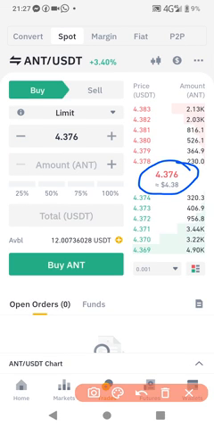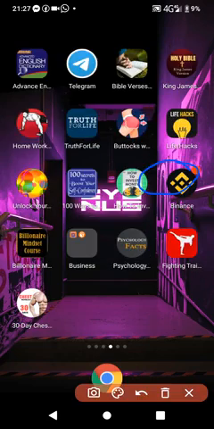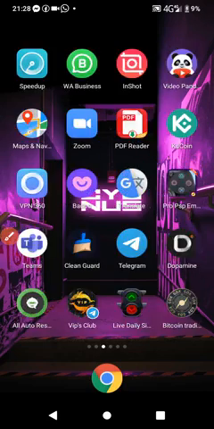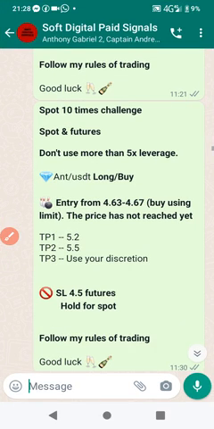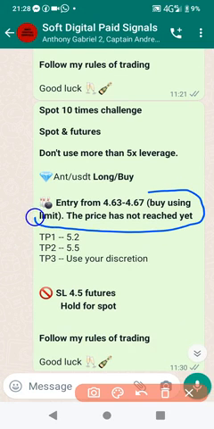Okay, good. Now in this example also, I stated something. Look at what I said there: "by using limit, the price has not reached yet." That's what I stated there. But sometimes I will not put that word. I will not put anything like "by using limit, the price has not reached." I will just leave it like that and say entry from 4.63 to 4.67. Okay, so there are two different things.